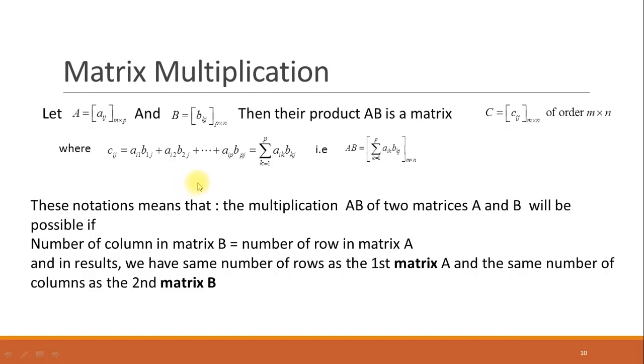This notation means that the multiplication AB of two matrices A and B will be possible if the number of columns in matrix A is equal to the number of rows in matrix B. And the resultant matrix has the same number of rows as the first matrix A and the same number of columns as the second matrix B.